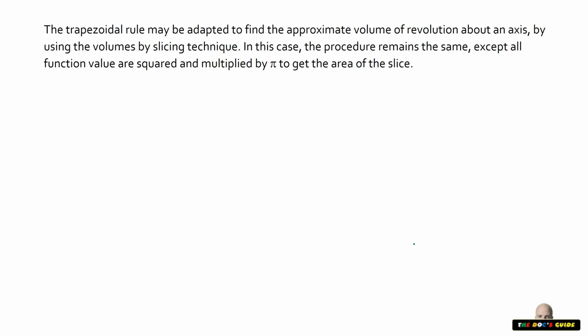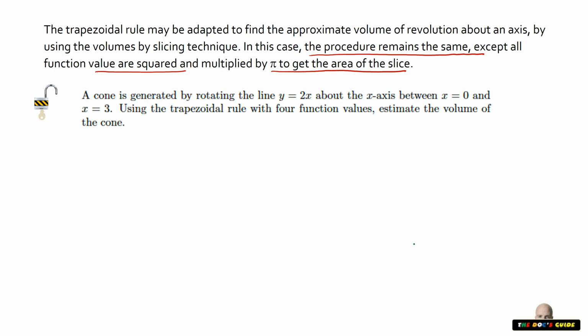We can also use the trapezoidal rule to find the approximate volume of revolution about an axis. And in this case, the procedure for the trapezoidal rule is almost the same, except all the function values are squared and they're multiplied by pi to get the area of that circular slice. So in this question here, if we generated a cone by rotating this line about the x-axis, use the trapezoidal rule with 4 function values and estimate the volume of the cone.